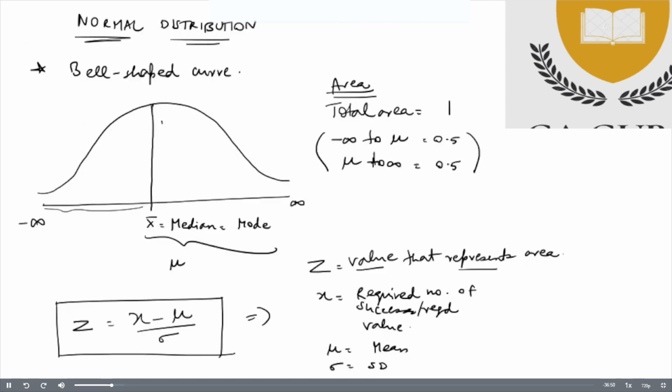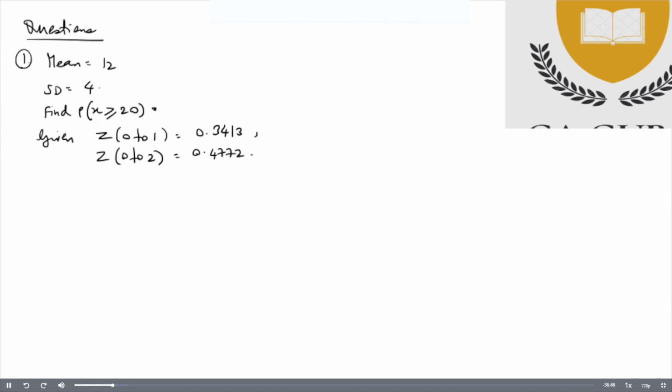Let's take some questions based on this first initial concept. The mean is given as 12, the standard deviation is 4. Find the probability of x greater than or equal to 20, given that Z from 0 to 1 is equal to 0.3413 and Z from 0 to 2 is equal to 0.4772. Let us begin the question.